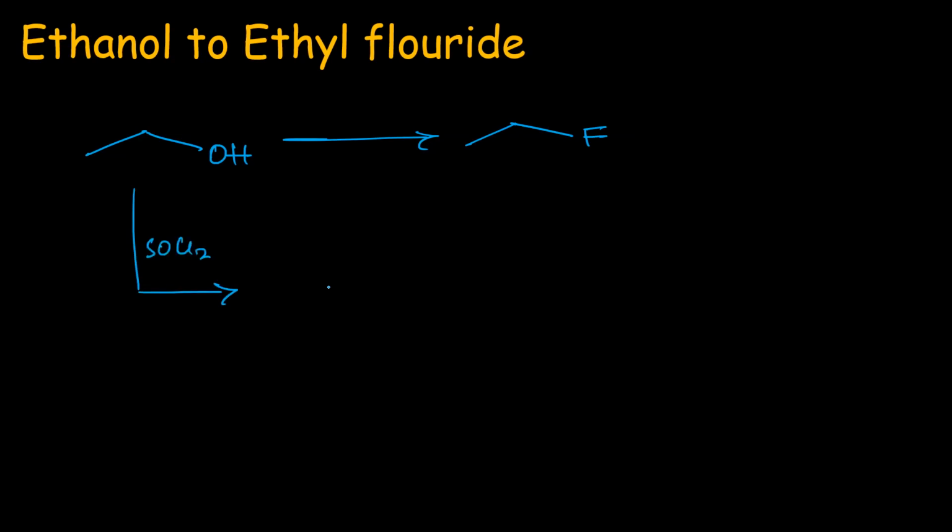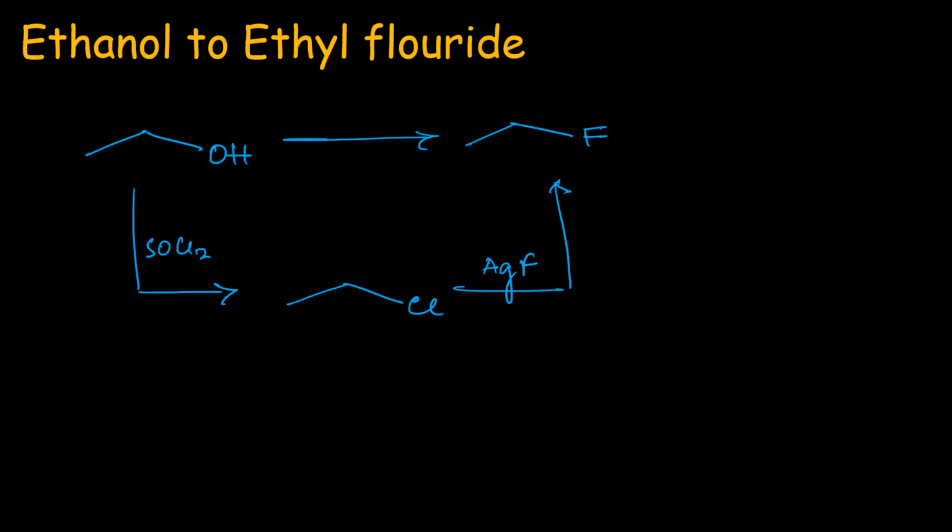So SOCl2, and I will be getting chlorine here. Now, after that, I will be using any metal fluoride, AgF, let us say. And this is the halogen exchange method, right? This is the Swarts reaction. So this is how you have to do the conversions. These things are very simple.